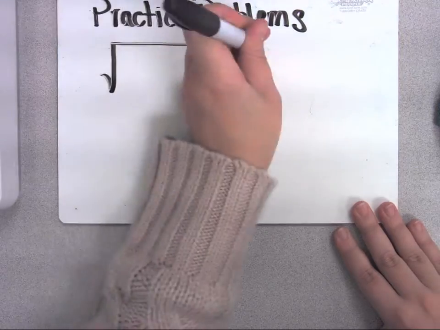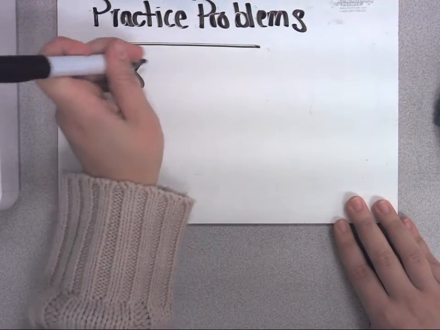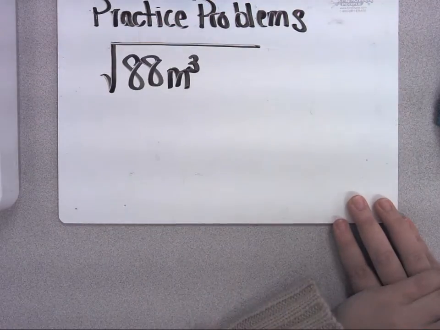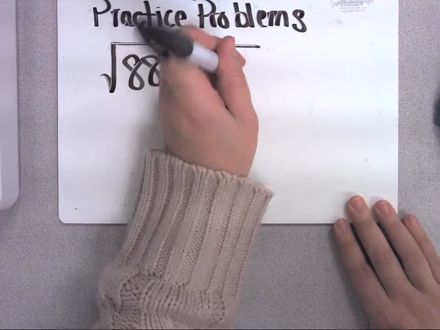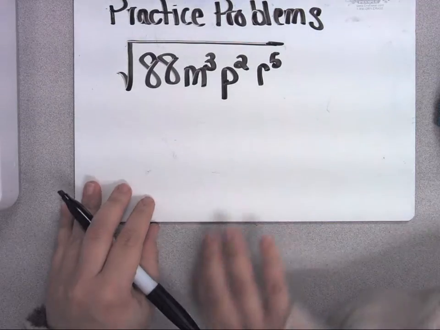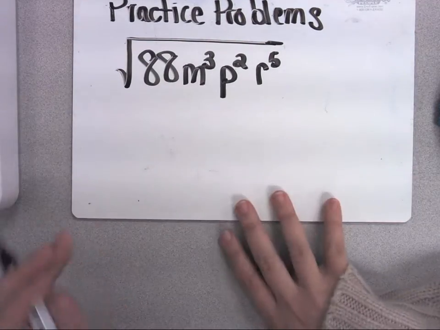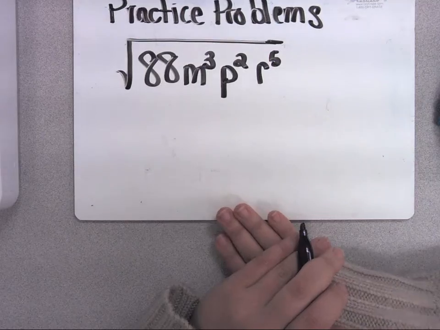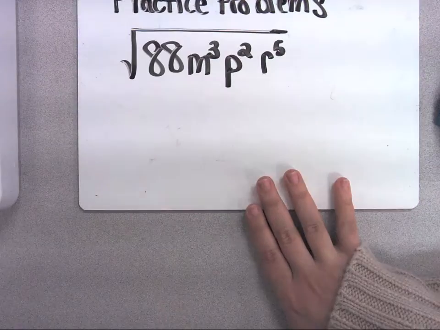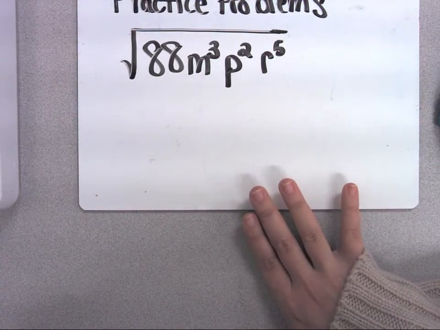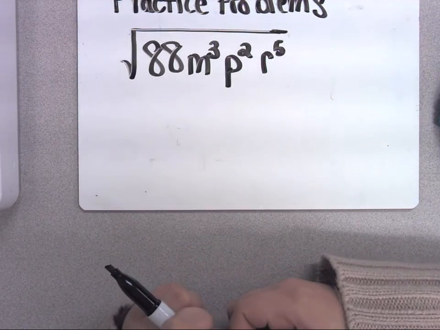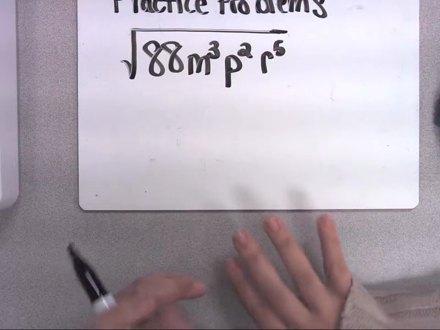How about the square root of 88 m to the third p squared r to the fifth? So no matter which way you do this, we always mess with the number first. Now, if you like to do the squareds, what squared number divides 88? Not a very big number, sadly. 4. 4 is actually the only one.